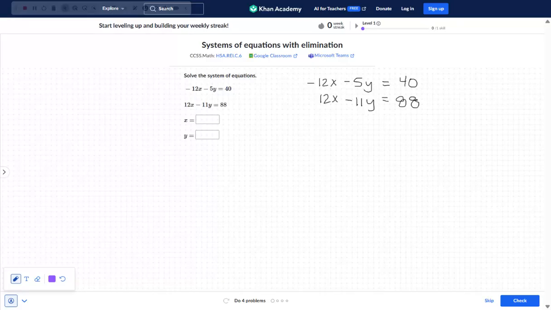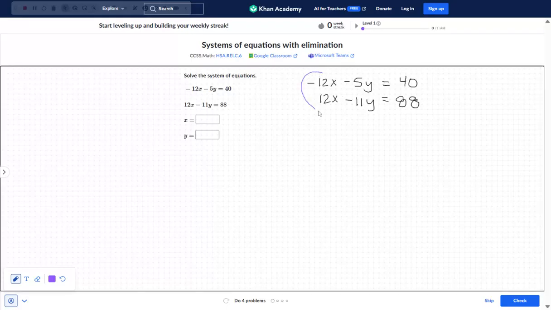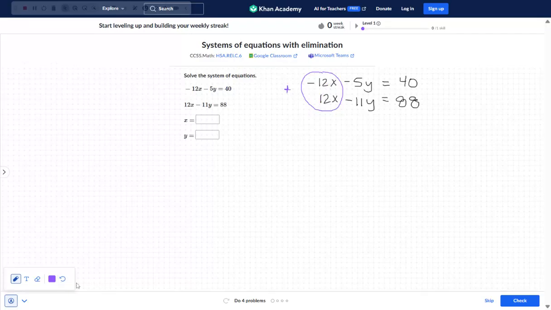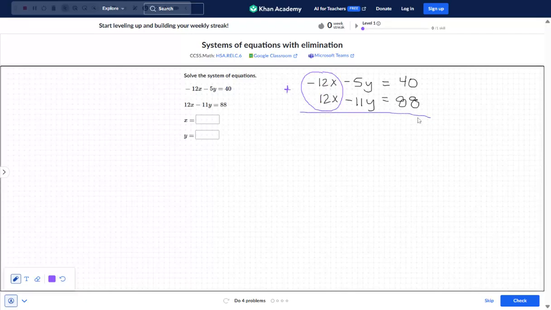Looking this over, we're checking: are there any coefficients that are the same? Are there any that are the same with opposite signs, positive and negative? And we're scanning and we're like, oh my gosh, x already has a positive and negative 12, right? Just like from the last one, the elimination strategies, if we add those, the variables will be canceled. And that's our goal. So we're going to add these two equations together, and then simplify.